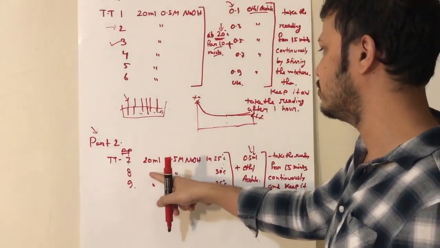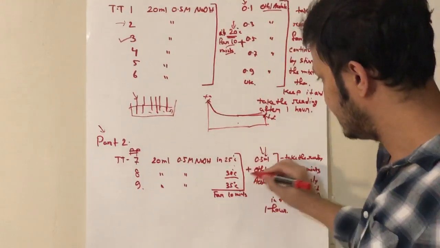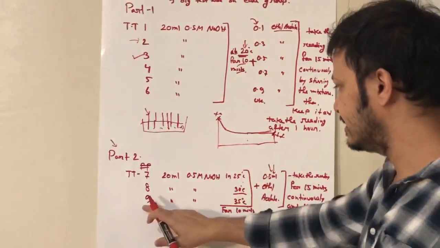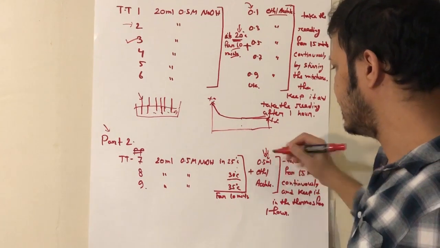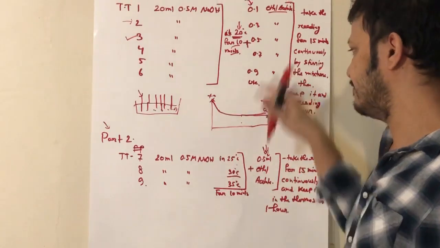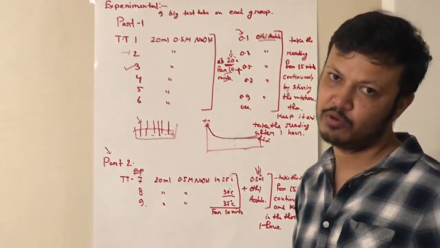Then you add 20 ml of 0.5 molar sodium hydroxide. This is 30 degrees Celsius, and this is the same for all. This is the 9th test tube, for 35 degrees Celsius, and this is the same for all. If you do that, then you will get all the data for table 1 and table 2.